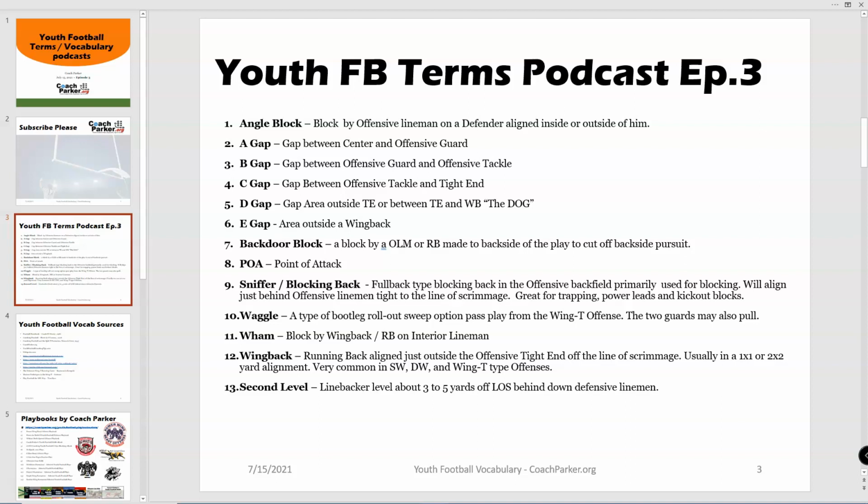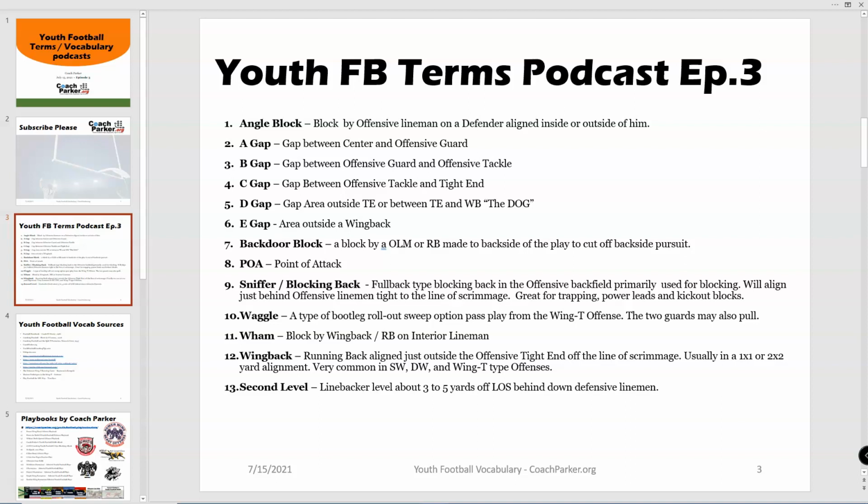Let's see. The next term is backdoor block. I've been using this a lot and just found it in an old book, which was quite surprising because I thought I'd kind of come up with the term, but nope. It's a block by an offensive lineman or a running back where they go to the backside of the play to cut off backside pursuit, thus going to the back door and not getting in the way of the play action. So they just go to the backside to block, and that's the backdoor block.